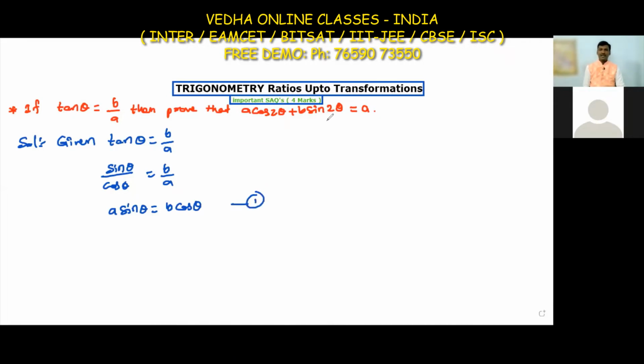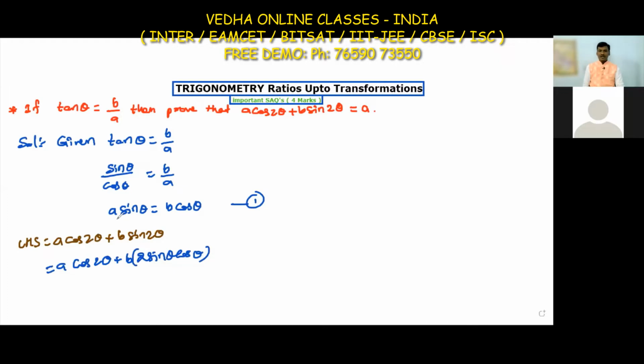And now take the LHS. What is LHS here? LHS I am taking as a cos 2 theta plus b sin 2 theta. This is the LHS. Okay, we have to prove that this is equal to a. Now a into cos 2 theta writing as is, b into sin 2 theta, can we write it as 2 sin theta into cos theta? It is a direct formula, the sin 2 theta formula.